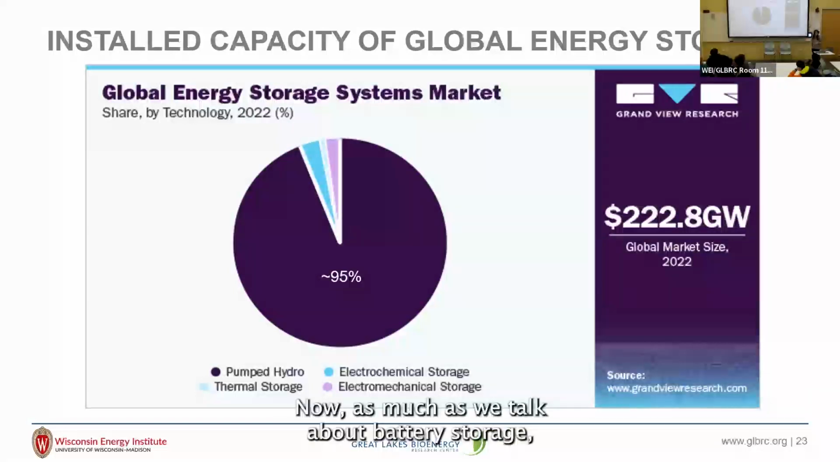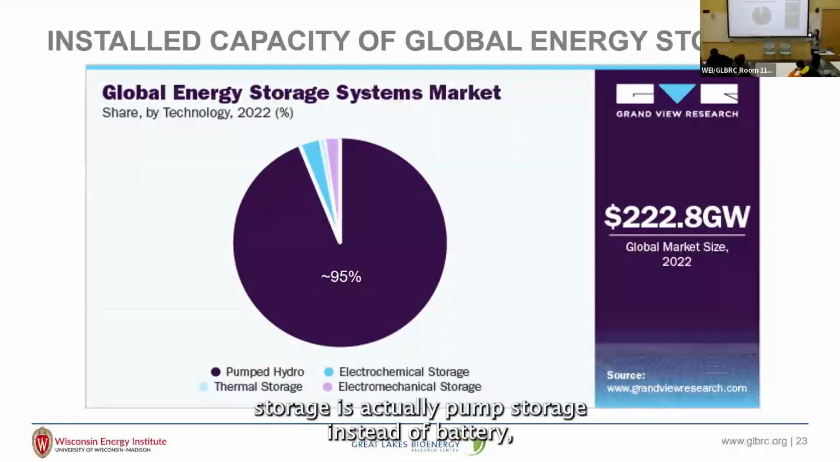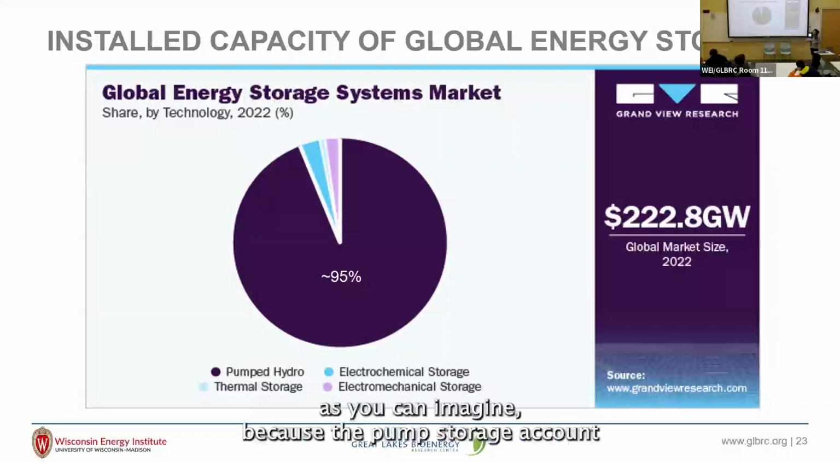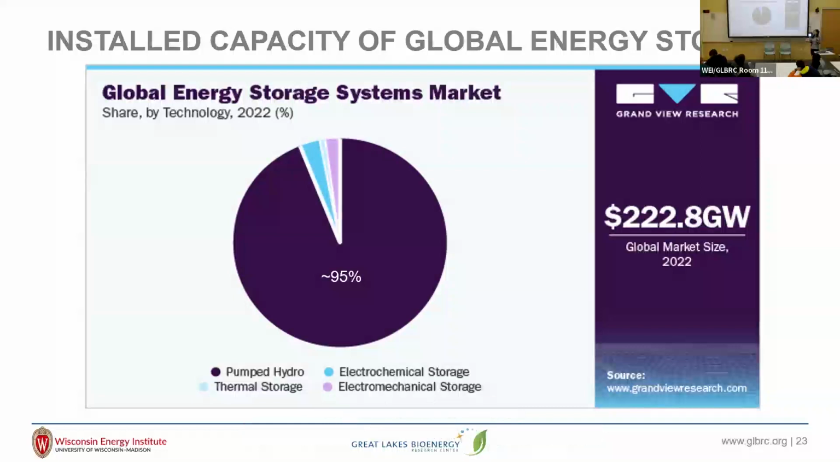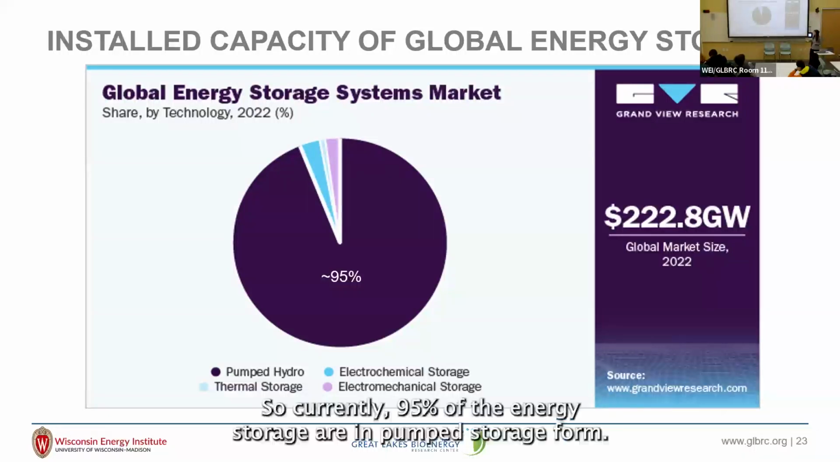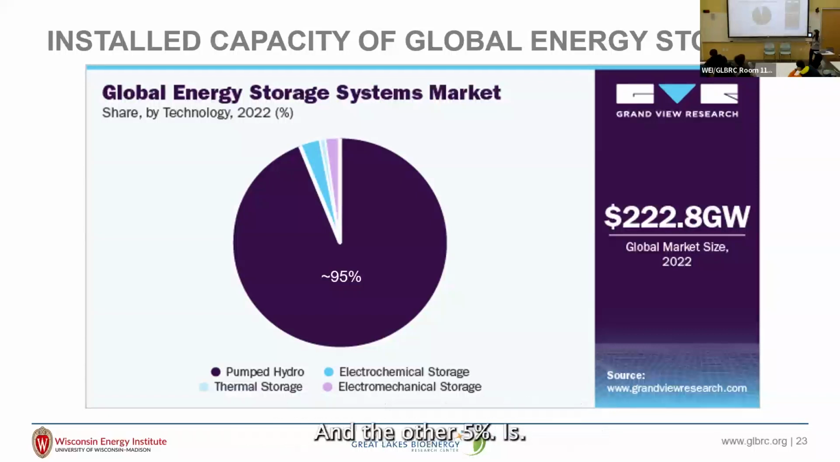Now, as much as we talk about battery storage, the reality is most of the energy storage capacity is actually pump storage instead of battery. As you can imagine, pump storage typically has a much larger installed capacity than batteries can provide. So currently 95% of energy storage is in pump storage form, and the other 5% is various types of technologies, including battery storage.